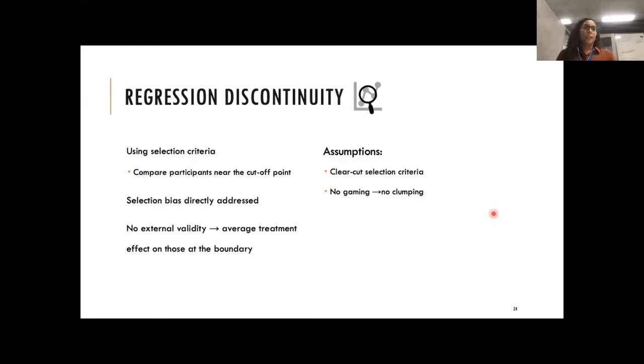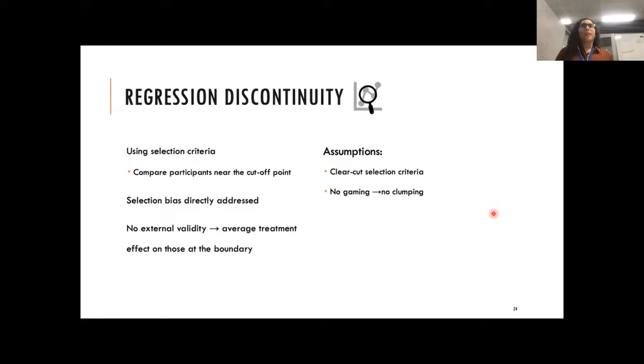So there are 2 key assumptions with this method. The first one is that we have a really clear-cut selection criteria. So if we say people who are below or above the poverty line, and that poverty line is $2 per day of income, we are assuming that there is no way in which our participants can change their income so they can get into the treatment group. And that's the assumption of no gaming.